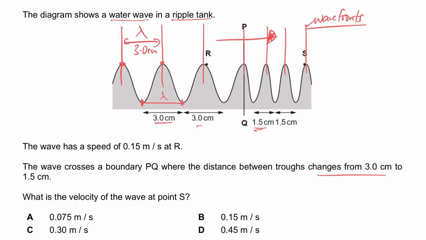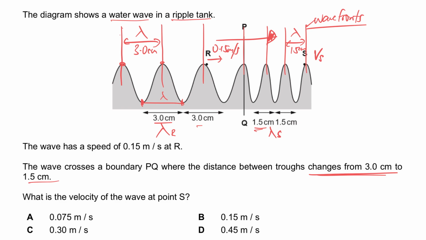So these are things that you need to know, and you know that the wavelength becomes shorter, 1.5 cm, as it goes to the region on the right of PQ. Next, you are given that the speed of the wave at R is 0.15 meter per second to the right, and you're supposed to find the speed at point S. Let's call the left side R and the right side S.